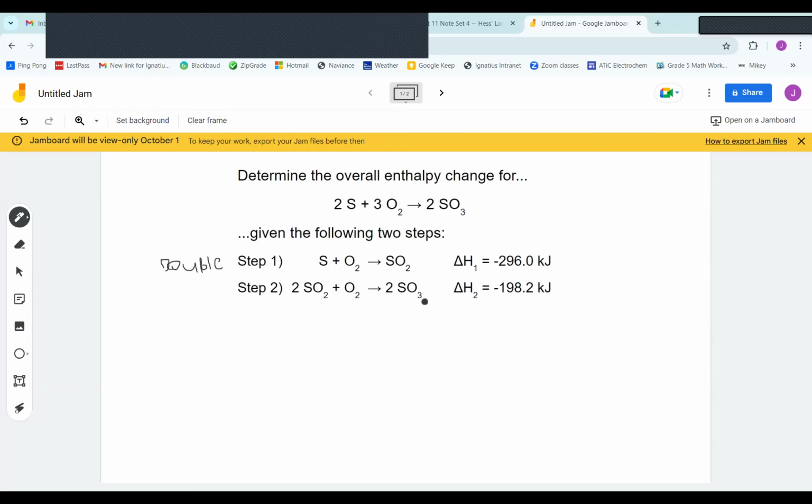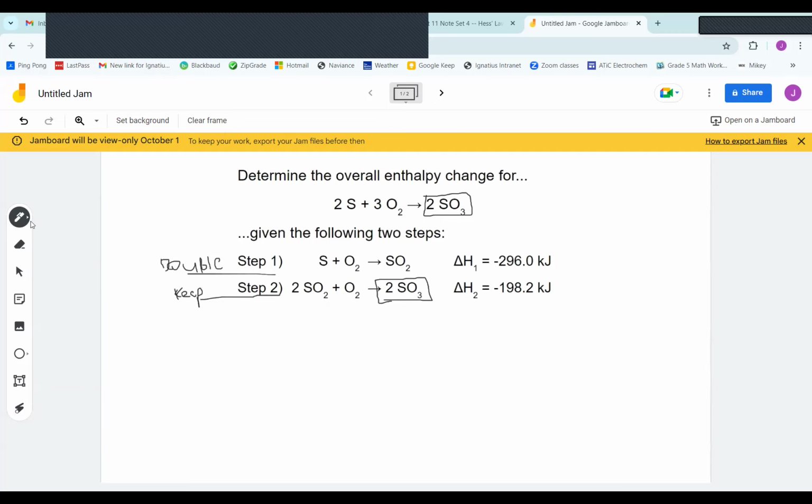Before we move on, I want you to look at the other, what I'm calling the anchor substance. In step 2, SO3 appears on the right side of the arrow and it has a coefficient of 2. In the overall equation, it also appears on the right side of the arrow and with a coefficient of 2. That's perfect. You don't need to do anything to that reaction step to make SO3 go to the right spot. So we're going to keep step 2 exactly as is. Keep step 2, but double step 1.